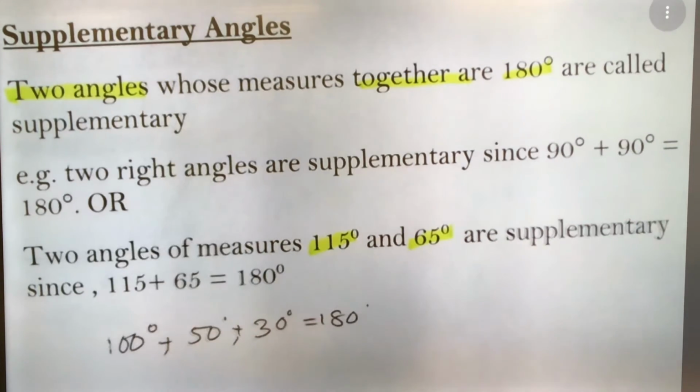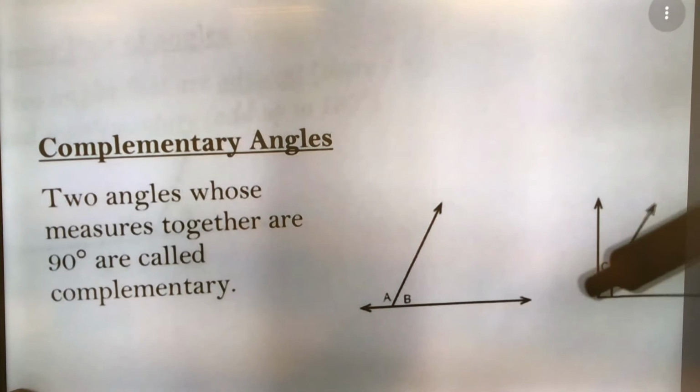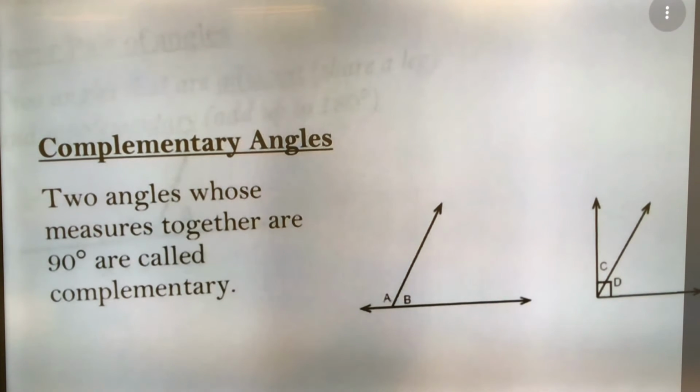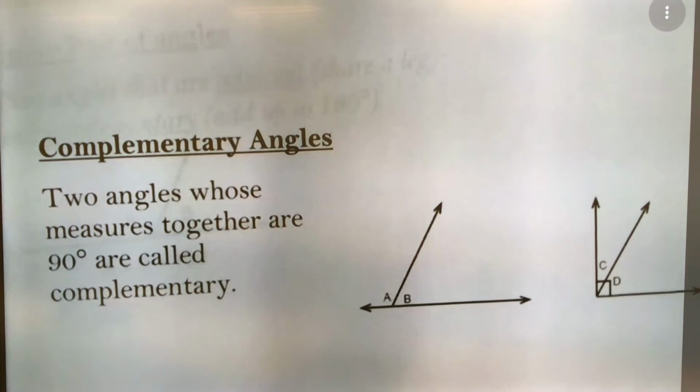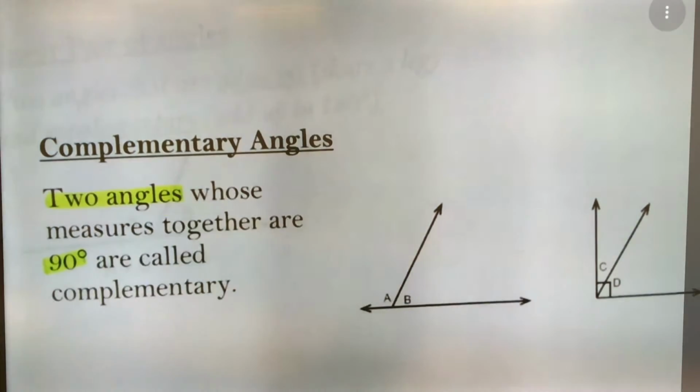The next angle pair is the complementary angle. Complementary angles are again a pair of two angles, and they add up to 90 degrees. Two angles that add up to 90 are known as complementary angles. Supplementary adds up to 180, complementary adds up to 90.